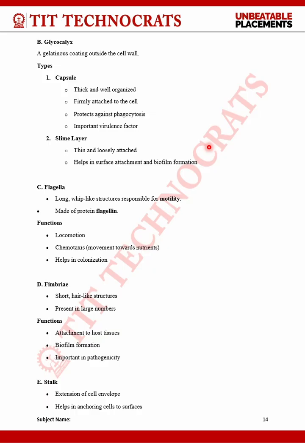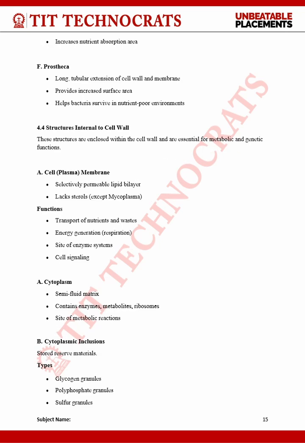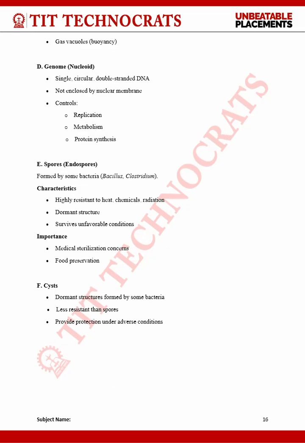It functions in locomotion, chemotaxis, and helps in colonization. Fimbriae are short hair-like structures present on the cell membrane, and then the stalk. Structures internal to the cell wall: then we will see the plasma membrane, which is selectively permeable, then the cytoplasm, the genome which is known as the nucleoid, and spores, endospores, and cysts.